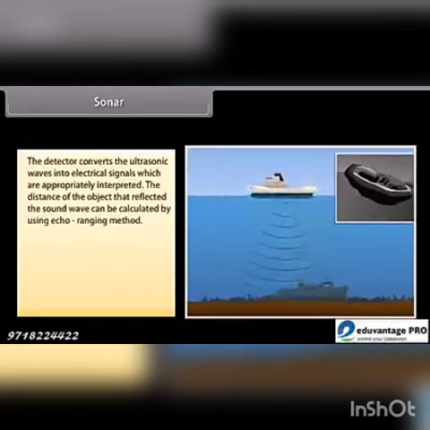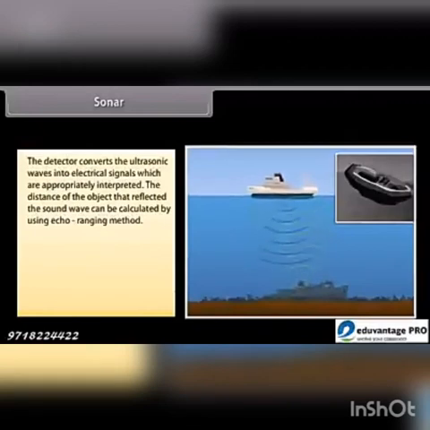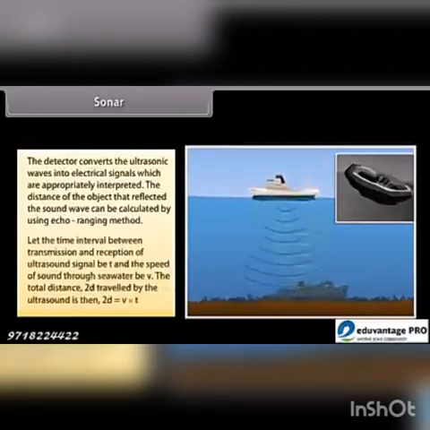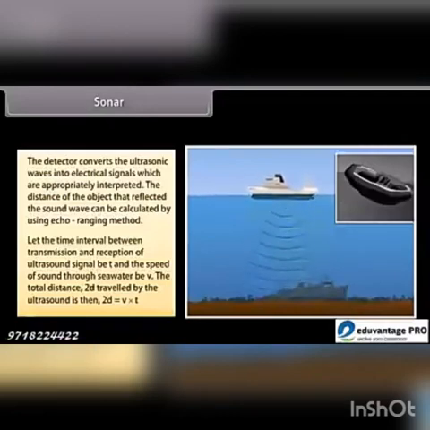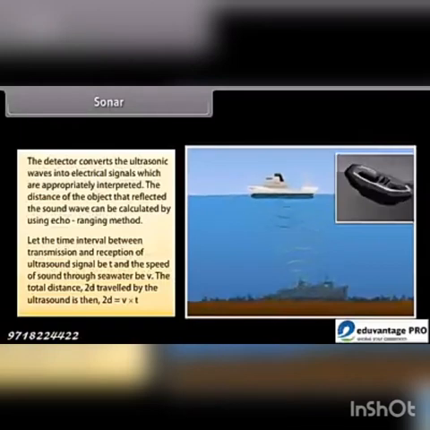The distance of the object that reflected the sound wave can be calculated by using the echo ranging method. Let the time interval between transmission and reception of the ultrasound signal be t, and the speed of sound through seawater be v. The total distance, 2d, travelled by the ultrasound is then 2d = v × t. This is the echo ranging method.